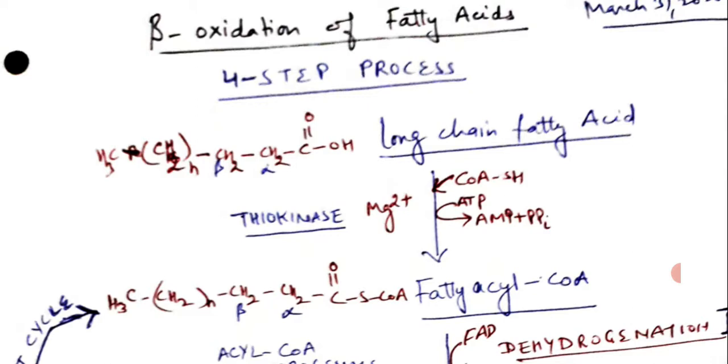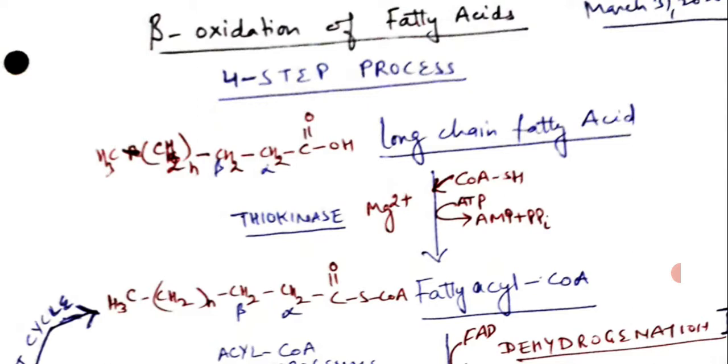The energy required for the addition of coenzyme A comes from the breaking of ATP in the presence of magnesium ion, and the reaction is catalyzed by the enzyme thiokinase. So whenever a sulfur group is involved, the enzyme is thiokinase here. So now the fatty acid gets activated to form fatty acyl CoA.